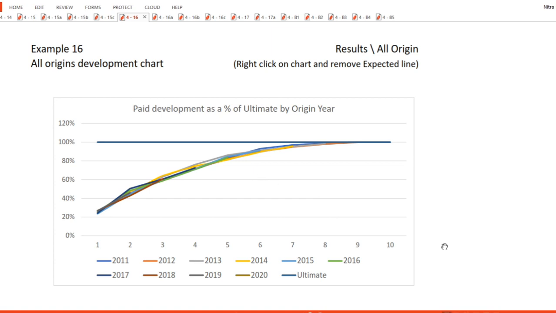By looking at such an all origins chart, we can quickly tell two things. Firstly, whether the historic data is trending towards the ultimate or not. In this example, I'd say that it is, with the development seeming to tail off after about 9 periods. This has given me comfort around the tail factor setting process, and also that we have sufficient historical data to successfully calibrate the chain ladder model.